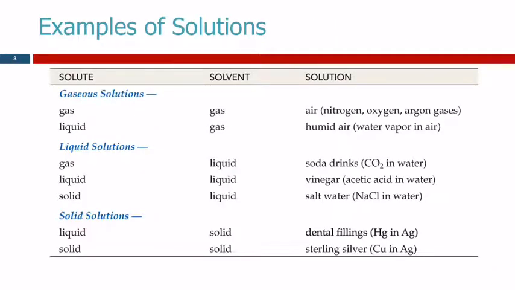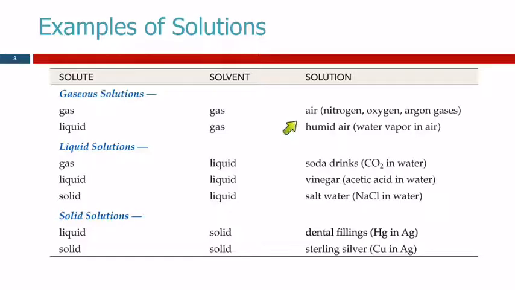Here are some examples of solutions. Many of the substances that we encounter in our everyday lives are actually solutions. They're not pure compounds, they're not pure elements. There is air in the room. That's a good thing, or we'd all be dead, right? Air is a solution of gases dissolved in other gases. It's a homogeneous mixture. It's not a pure compound.